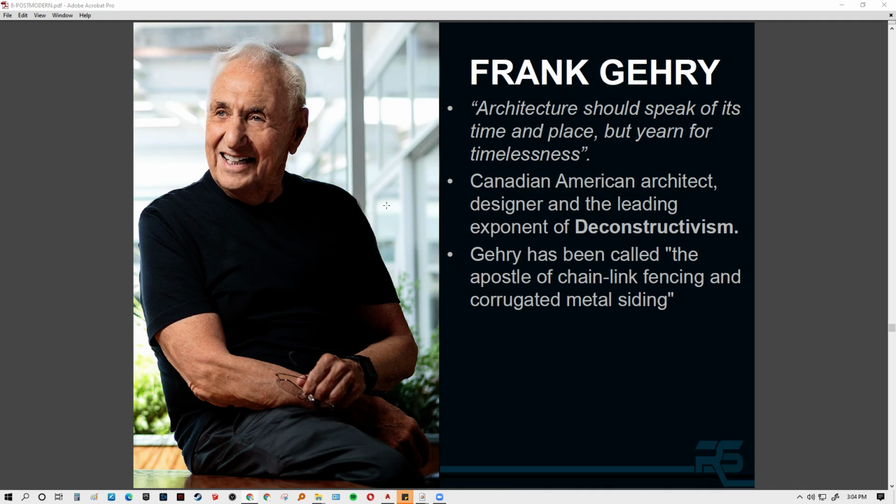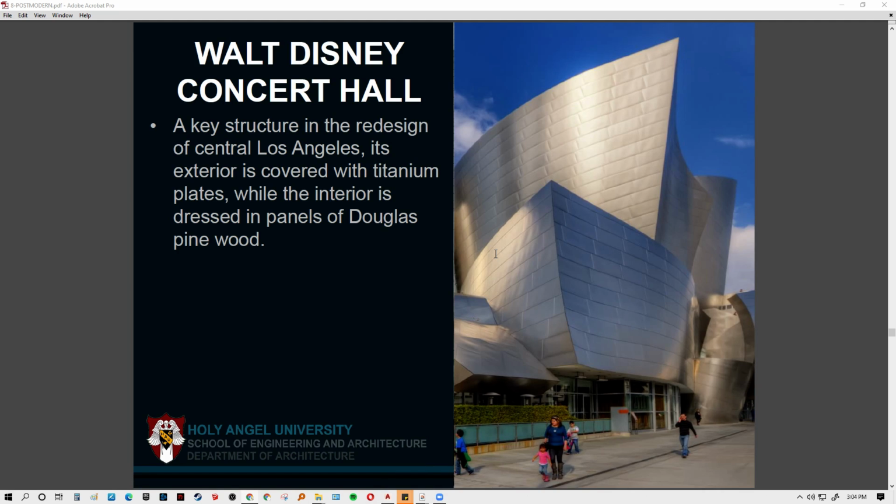maybe creating a different culture or different view, yet the beauty will last, not just with this certain time. So still very futuristic. He always uses corrugated metal sheets or claddings. With this one, he used titanium plates for the exterior, the wall cladding, and this is the Walt Disney Concert Hall in Los Angeles, by the way.